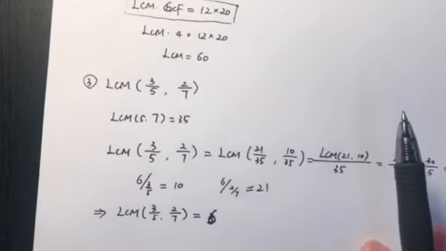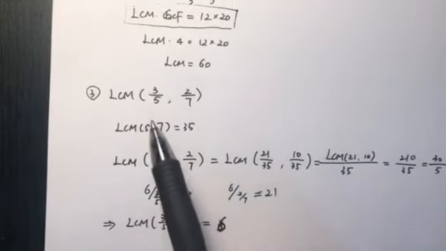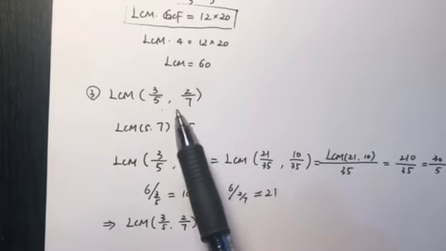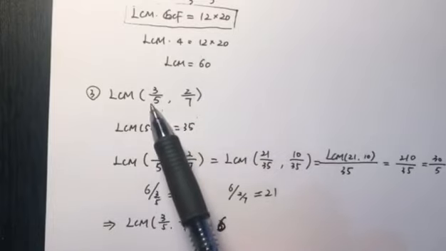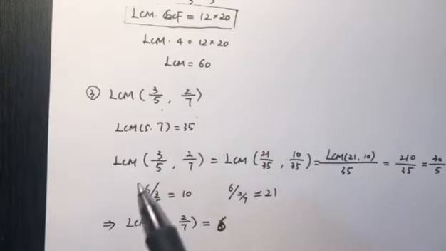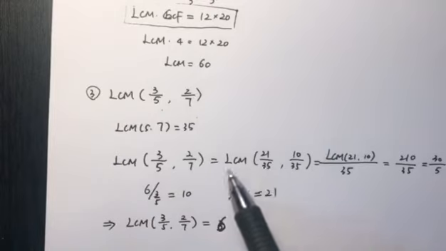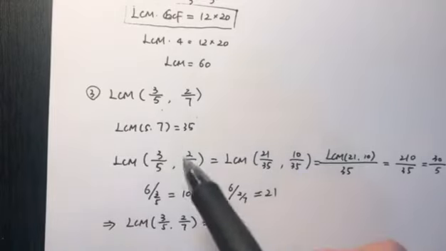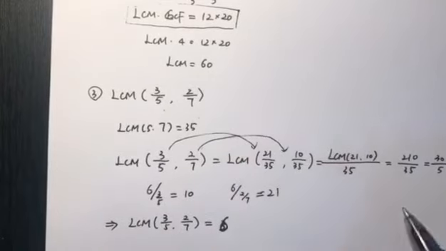And then sometimes the denominators are different. If you look at this one, let's say the LCM of 3/5 and 2/7. The denominators are different, so you cannot take them out. What you can do is get the LCM of the denominators, 5 and 7, which is 35. Then you change 3/5 to 21/35, and 2/7 to 10/35. So literally you just use the LCM and then do the transformation.